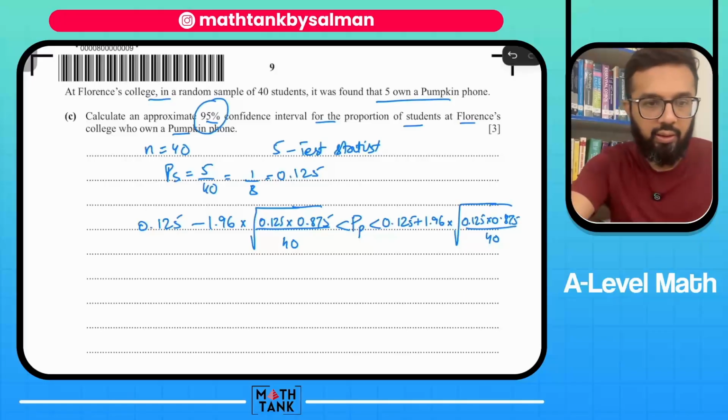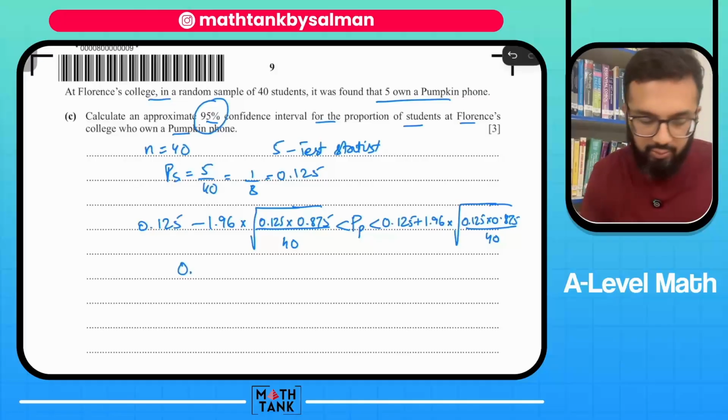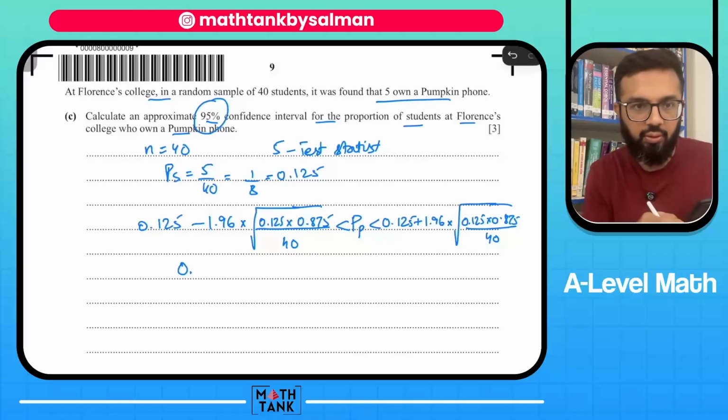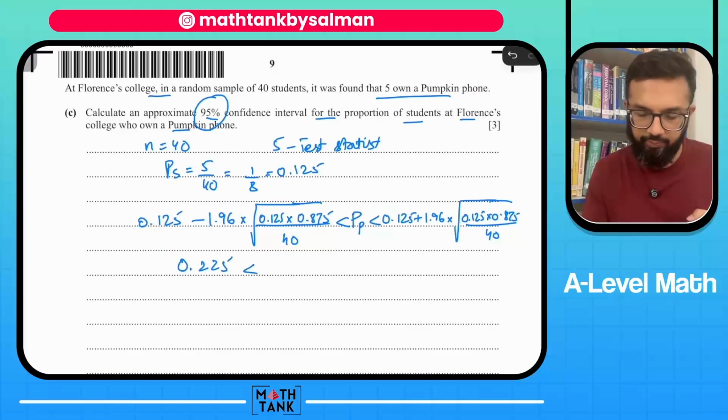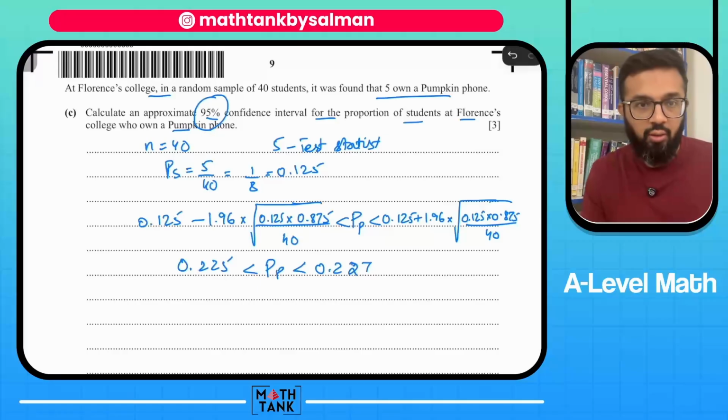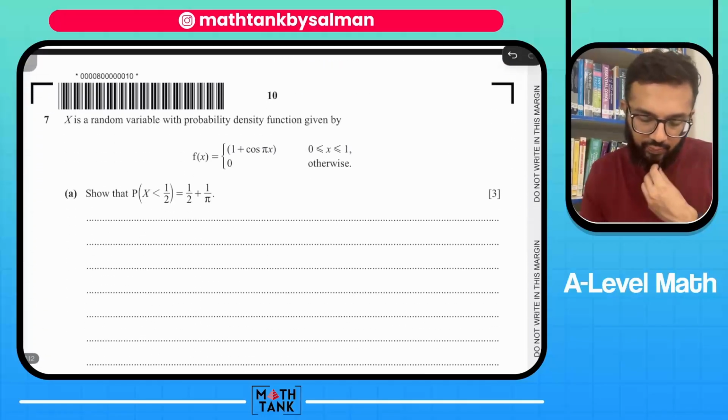Okay, let's calculate that quickly. It gives us, sounds weird, 0.0225 and 0.227. Okay, I think those are the correct answers. Let's move on to the last question that we have.